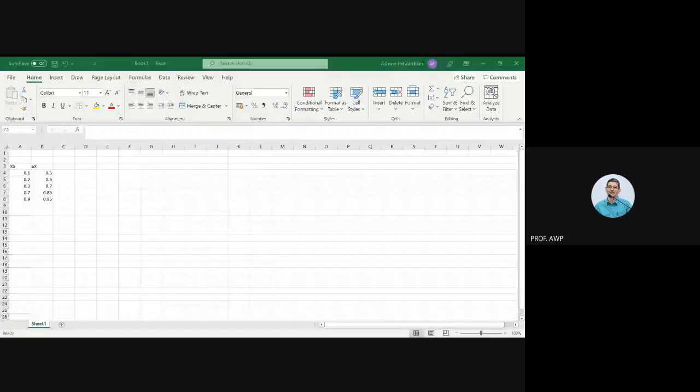So if I have my benzene composition, mole fraction of benzene, and mole fraction of xylene, let's say 0.1, 0.2, 0.3, 0.7, 0.9, and xylene 0.5, 0.6, 0.7, 0.85, 0.89, 0.95, let's just plot some values correspondingly. Sir, screen is not visible. I'm sharing already. Let's try again. Now, is it visible? Yes, sir.